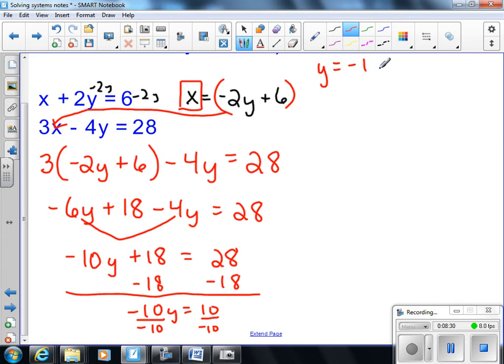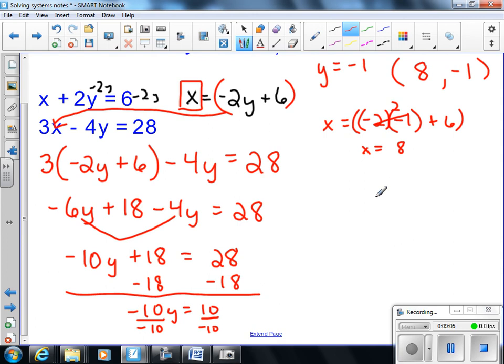Y equals negative 1. So in my ordered pair, my y coordinate is going to be negative 1. But how am I going to find the x coordinate? Plug it back in. So I have x is equal to negative 2 times, what's my y? Negative 1 plus 6. Okay, what's negative 2 times negative 1? 2 plus 6 is 8. So x is equal to 8. So my ordered pair is 8, negative 1.